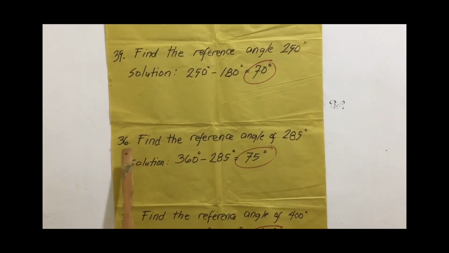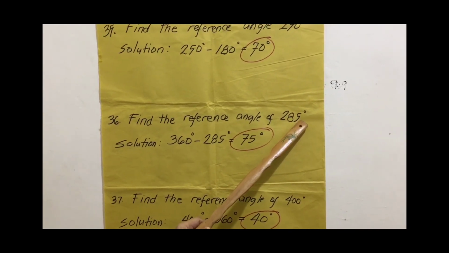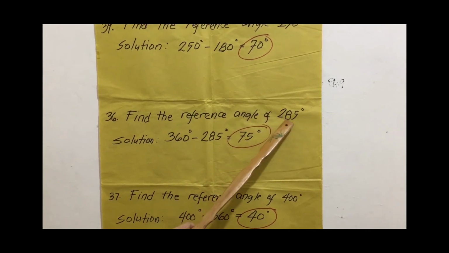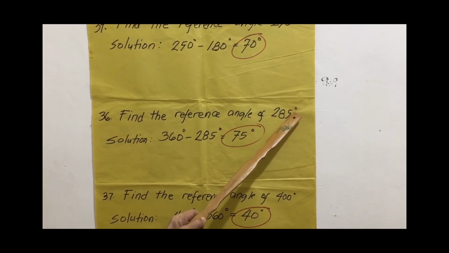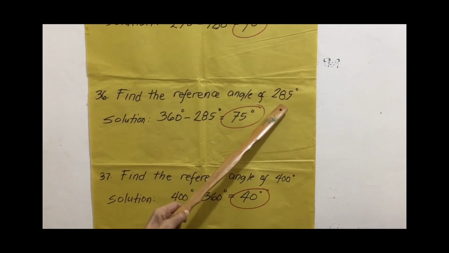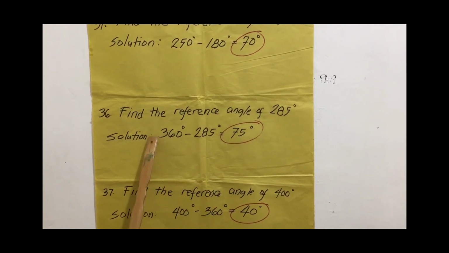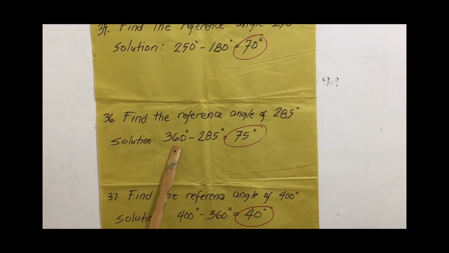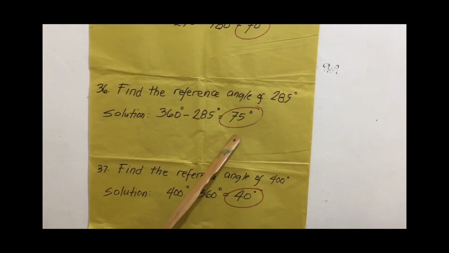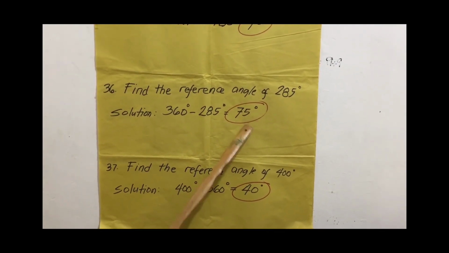Okay, next, number 36, find the reference angle of 285 degrees. So our solution here, since the given angle is 285 degrees, which is more than 270 degrees, we will use 360 degrees. Then minus the 285 degrees, so that's why we have the positive result of 75 degrees. So this is now our answer for this question.